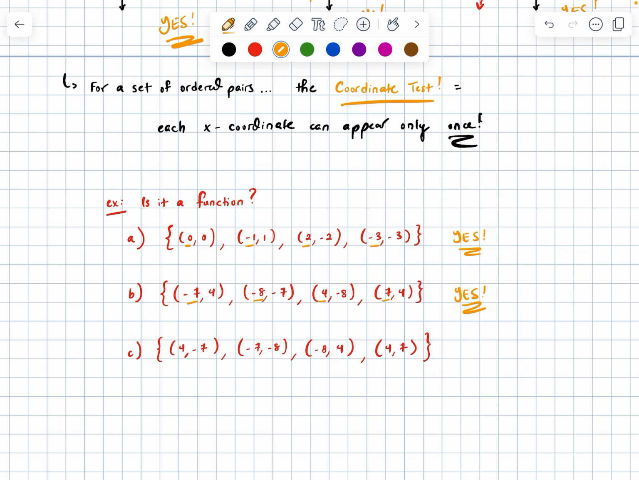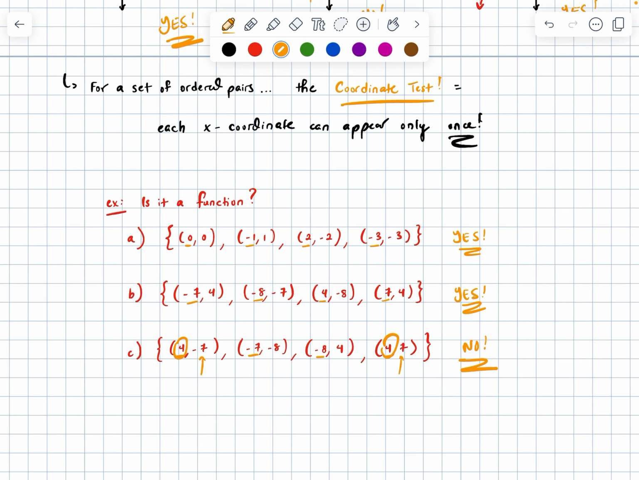This is a function. But if I flip those around, notice here now my x values are 4, -7, -8, and +4. Looking at that first and last point, that tells me that the input of 4 goes to both -7 and +7. That is impossible. It cannot be a function.